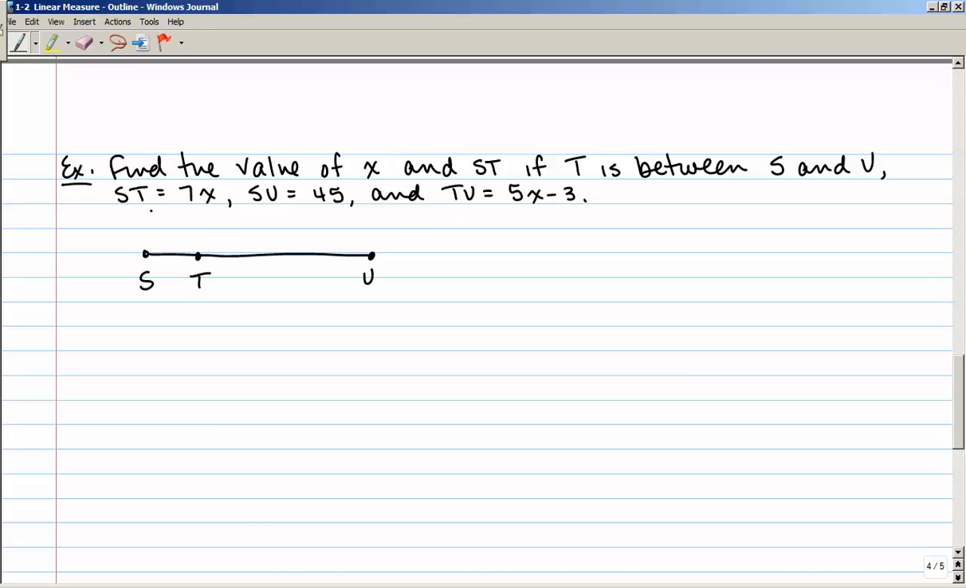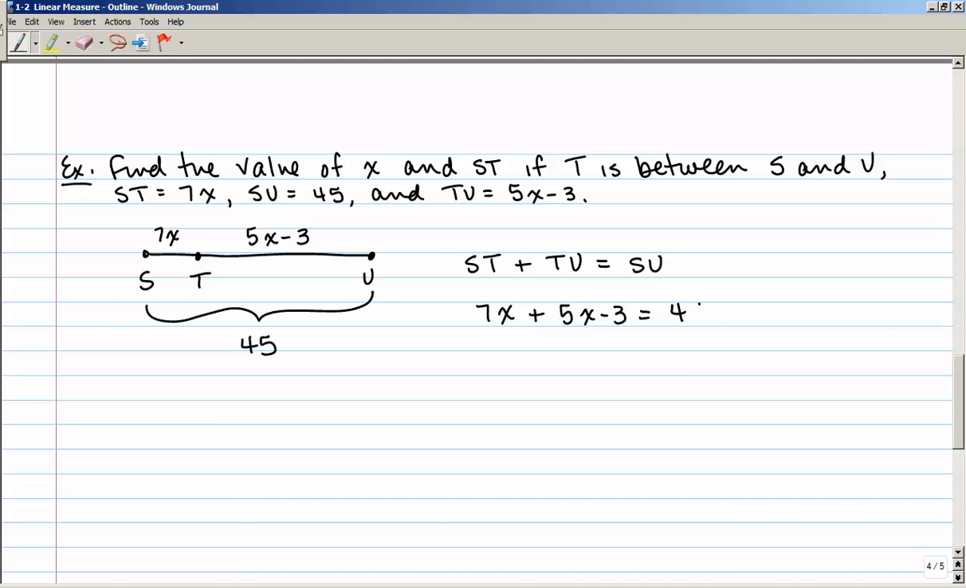And then let's go ahead and label what we know. I know that the length of ST is 7x. And I know that the length of SU is 45. And I know that the length of TU is 5x minus 3. Okay? Now, looking at this diagram, I know that the length of ST plus the length of TU equals the length of SU. And ST is equal to 7x. TU is 5x minus 3. And SU is 45. So let's solve this for x. So that's going to give me 12x equals 48, or x equals 4.